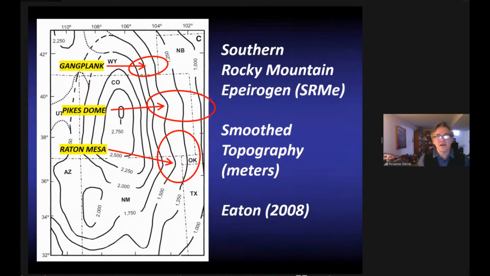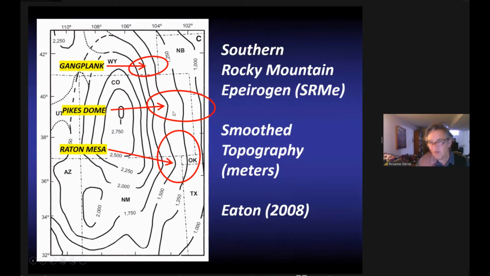So let's now switch over and look at those Piedmont dome areas. And this is the Southern Rocky Mountain Epeirogen as defined by Eaton. And he's really just looking at smooth topography in meters. So here's Colorado. And as you know, the high peaks of Colorado indicate the crest of this Southern Rocky Mountain Epeirogen. And what interested me were these crenulations on the east flank.